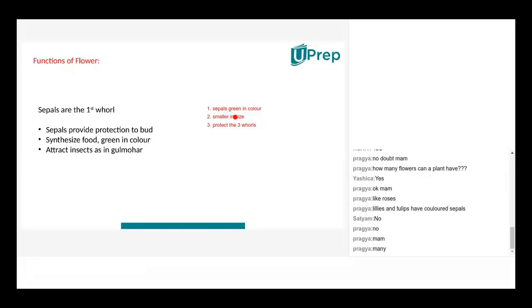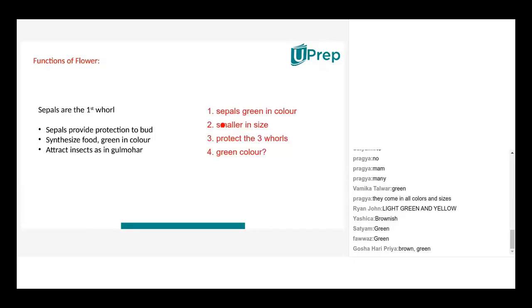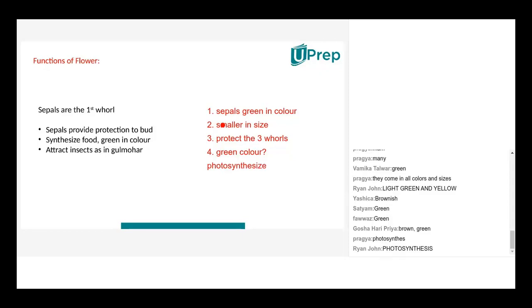When we see a bud, what color is a bud? Mainly it is green in color. So that green color is basically sepal. As I said, the sepals are green in color. Now, if it is green in color, what will it do? What does green color do in a plant? Photosynthesize. Excellent. It will photosynthesize. That means it will also make food. For whom? For the whole plant, especially for the flower.